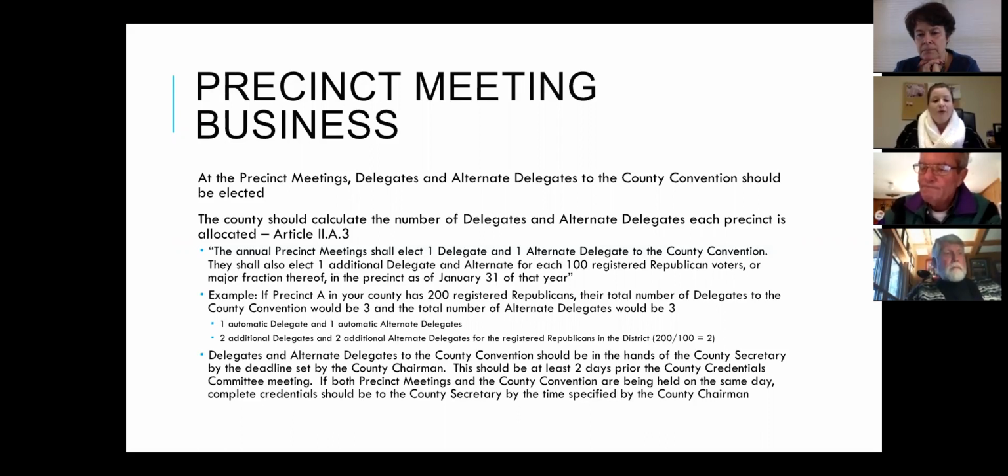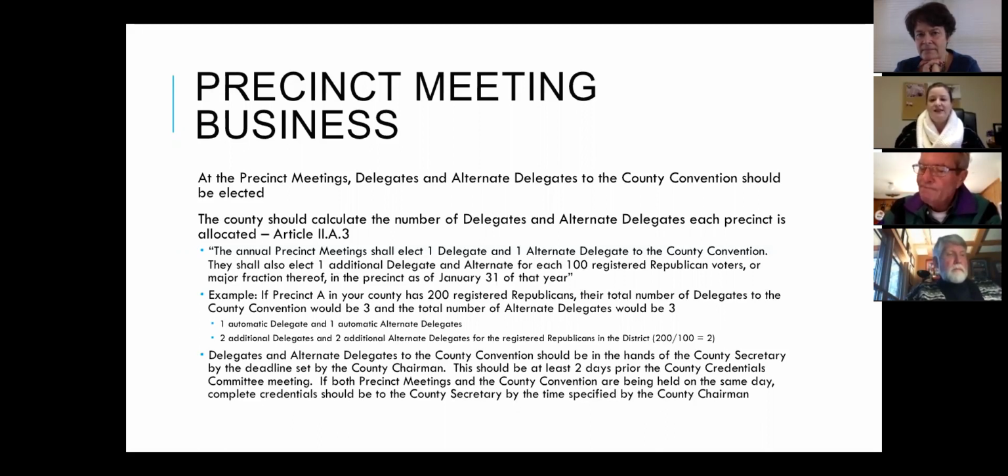So an example that I put on here, it's definitely a very simple example, but if Precinct A in your county has 200 registered Republicans, then the total number of delegates to the county convention is going to be 3, and the total number of alternate delegates to the county convention will be 3. And that's made up of that 1 automatic and the 2 from the additional registered Republicans. So, of course, 200 registered Republicans divided by 100 is 2.